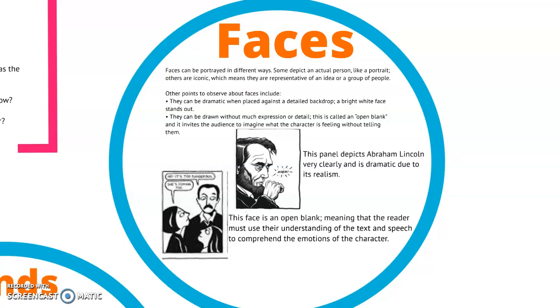Let's compare that to the other panel. Okay, these faces are an open blank, meaning that the reader must use their understanding of the text and speech to comprehend the emotions of the character. Okay, so just as we can infer tone and mood through reading, we can infer tone and, particularly, mood through facial features. If that doesn't help, then we might have to go with what they're saying as well.